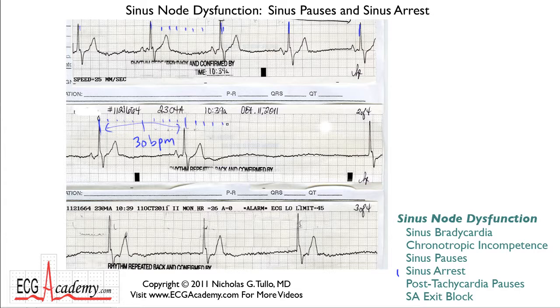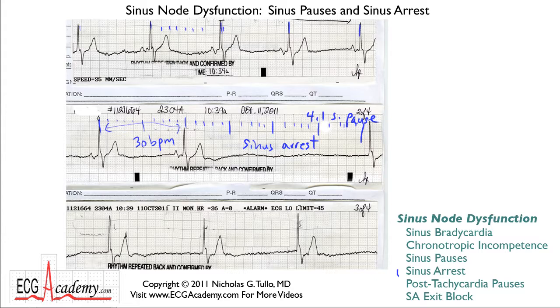1, 2, 3, 4, 5. 1, 2, 3, 4. Holy schmoly. It's more than 4 seconds. So we would call this sinus arrest. Some people won't use that terminology. They'll be very vague about it. They'll talk about a 4.1 second pause. Either one would be correct in the normal vernacular, but strictly speaking, it could be referred to as sinus arrest.